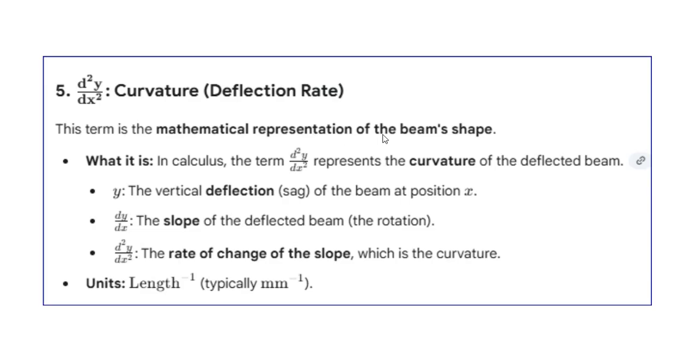This term is the mathematical representation of the beam shape. Generally in calculus, the term d square y by dx square represents the curvature of the deflected beam. Y is the vertical deflection, the sag of the beam at a position x. Dy by dx gives the slope of the deflected beam, the rotation. Slope means rotation. Vertical deflection means sag. Then d square y by dx square, the rate of change of slope, is the curvature, and its unit is typically per mm.